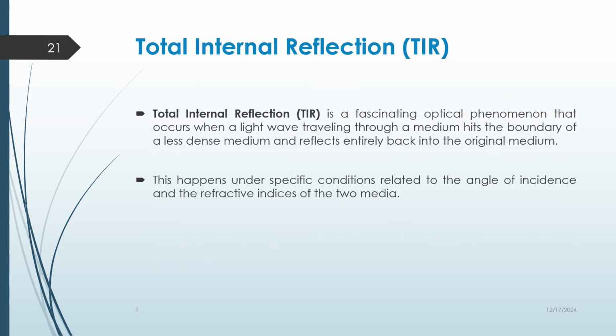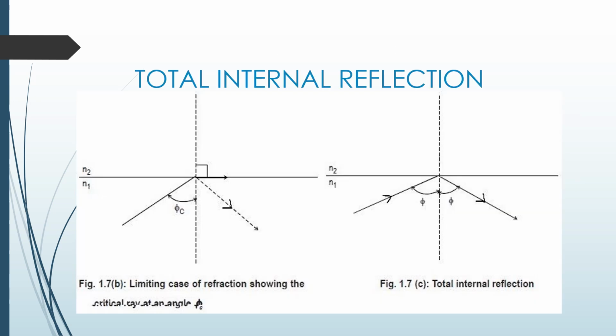So the light signal is transmitted via the core by the concept of total internal reflection. In optical communication, this is a very important topic, total internal reflection. It is a fascinating optical phenomenon that occurs when a light wave traveling through a medium hits the boundary of a less dense medium and reflects entirely back into the original medium. This happens under specific conditions related to the angle of incidence and the refractive indexes of the two media. So this is the total internal reflection concept.